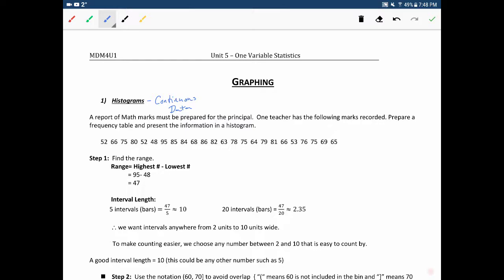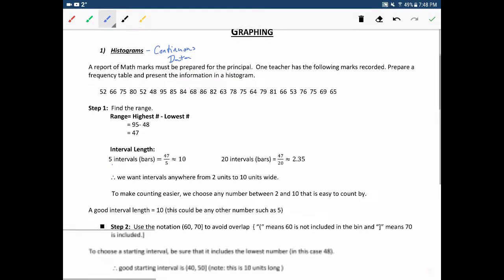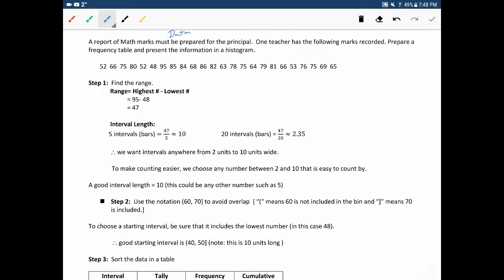So first of all, we're going to go through this problem one step at a time and you'll see how we create it. A report of marks prepared for the principal. One teacher records all this data. The first thing we need to do is figure out how big to make each interval.